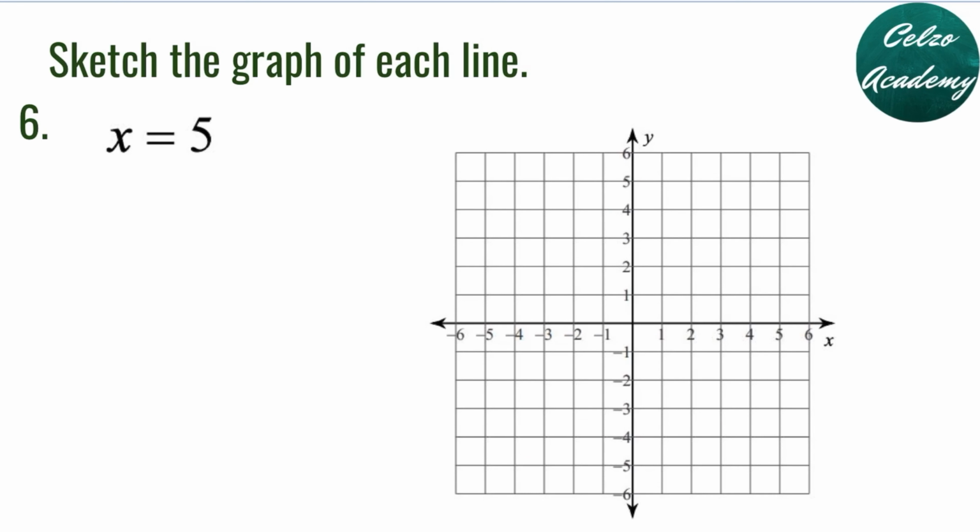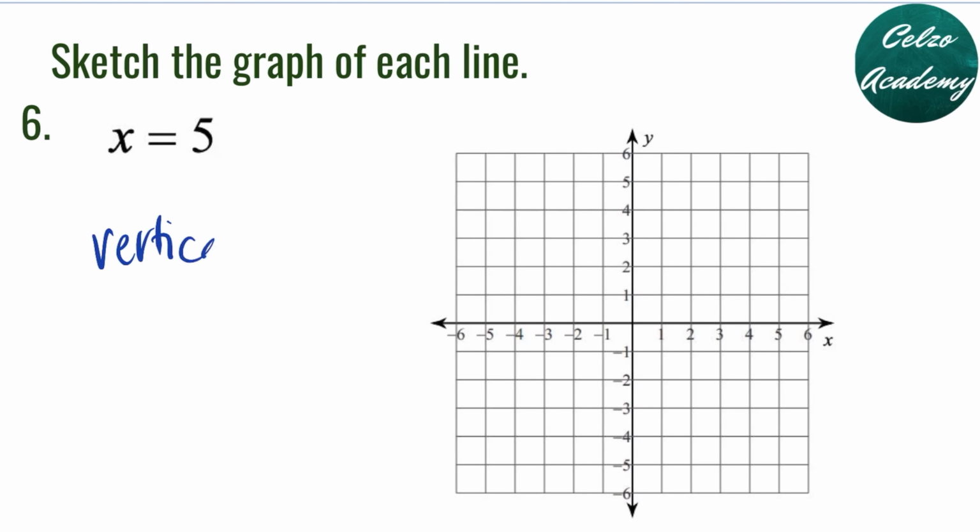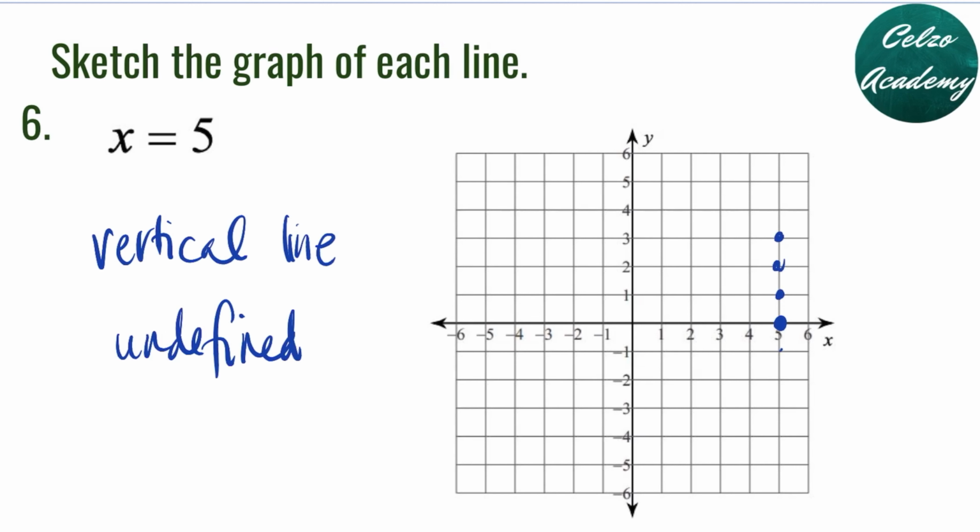Question 6. Sketch the graph of x equals 5. The equation x equals a constant is an equation of a vertical line. And a vertical line has undefined slope or no slope. To graph this line, all you need to do is go to the x-axis at x is 5. X is 5, so you have 5, 1, 5, 2, 5, 3, 5, negative 1, 5, negative 2. Your x value is always at 5. So you will have a vertical line for x equals 5.